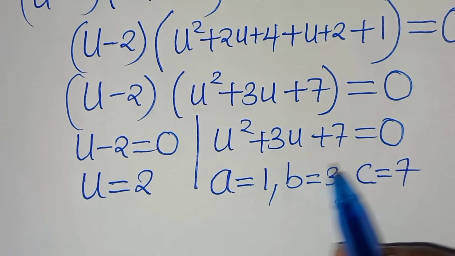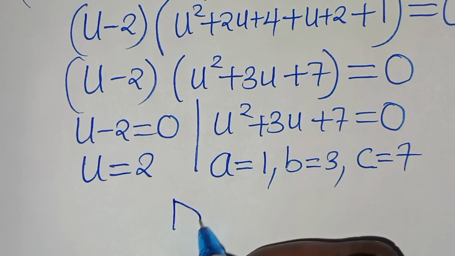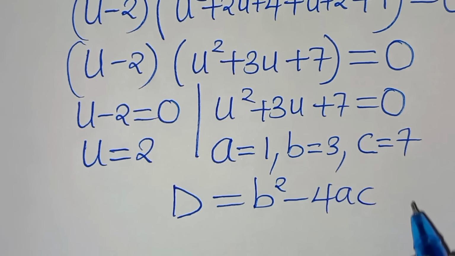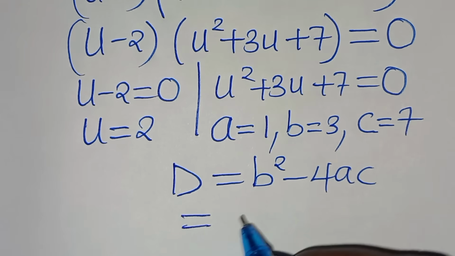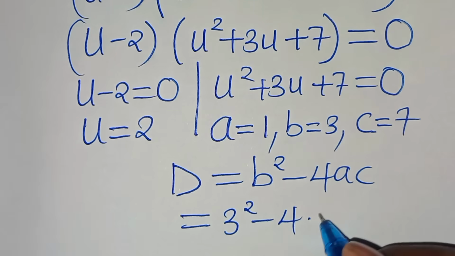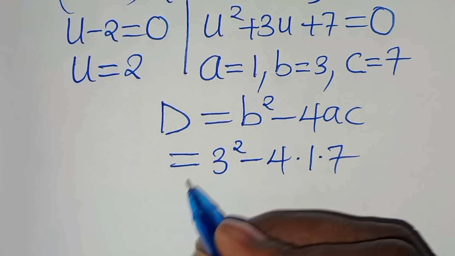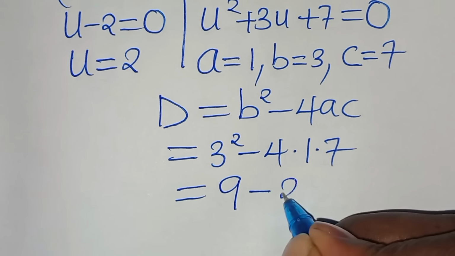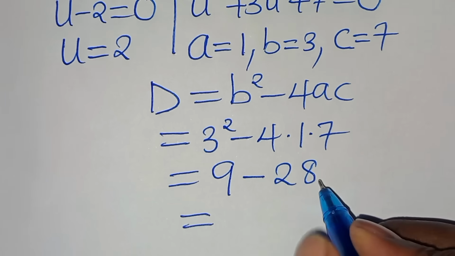The next step from here, let's assess the nature of the roots of this quadratic equation by determining the discriminant value, which is b squared minus 4ac. So let's substitute the values of a, b, and c, so that now here we have 3 squared minus 4 times a, which is 1, times c, which is 7. So this means we have 3 squared, which is 9, subtract 7 times 4, which is 28. So here we have 9 minus 28.